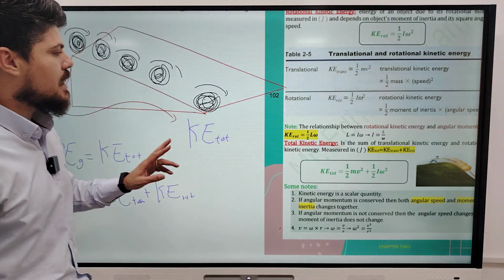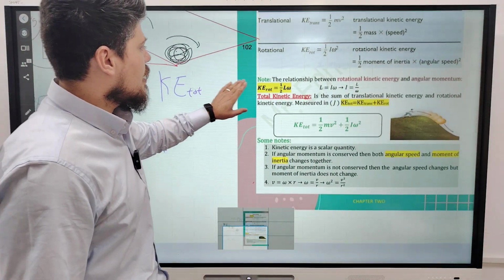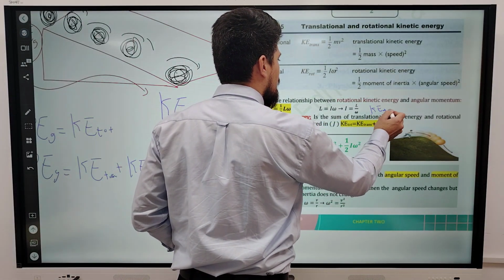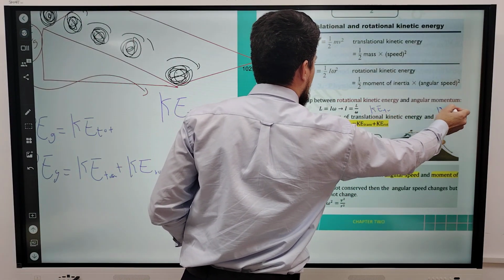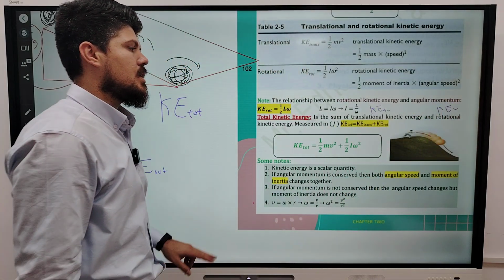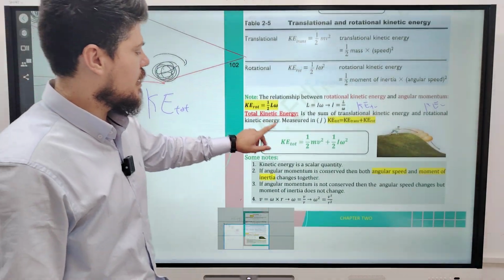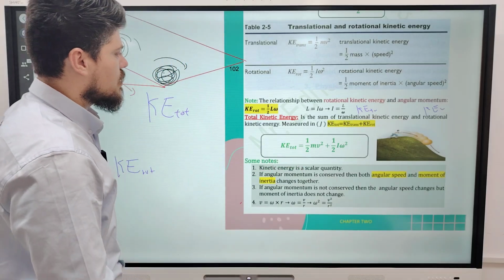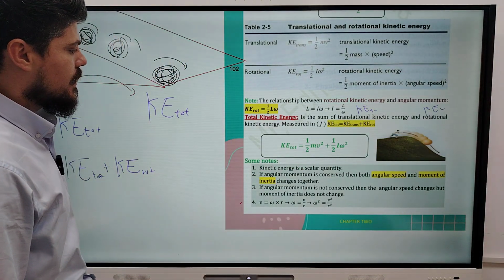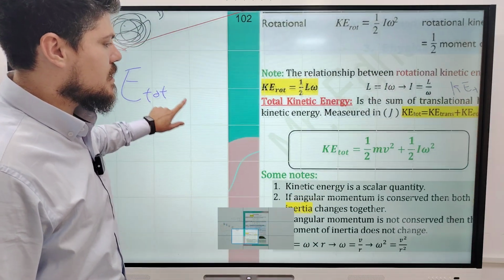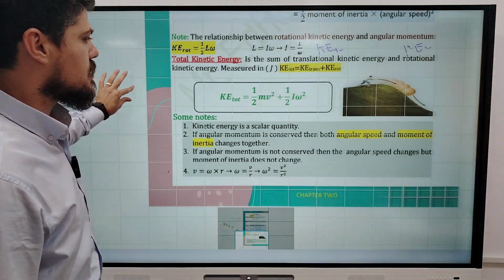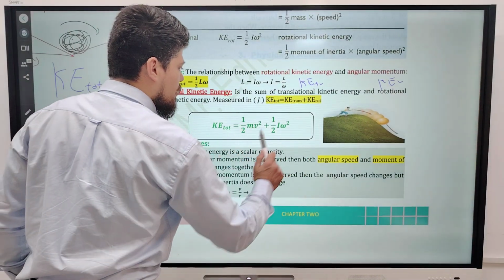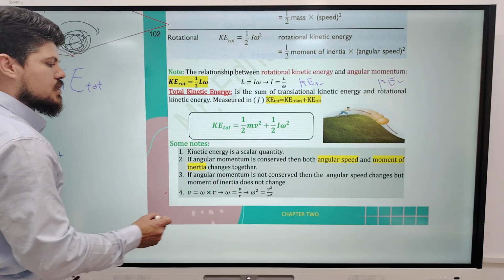So what do we mean by total kinetic energy? It is the sum of translational kinetic energy and rotational kinetic energy, measured in joules. Total kinetic energy is 1 over 2 m v squared plus 1 over 2 I omega squared. Kinetic energy is a scalar quantity. It's always positive.